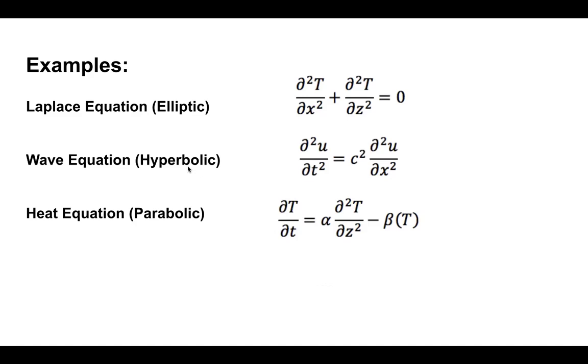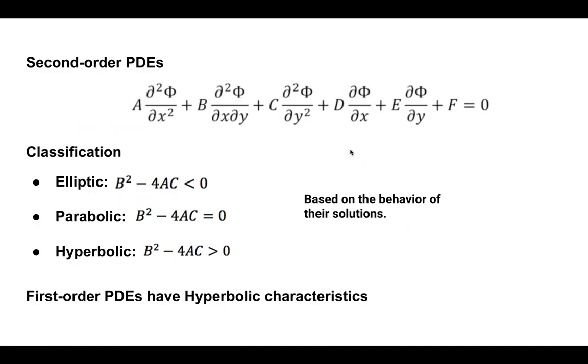Now the wave equation, that is hyperbolic. So the wave equation is hyperbolic. You have ∂²u/∂t² is equal to c² ∂²u/∂x². So this you can just compare to the standard form and figure out which type it is.